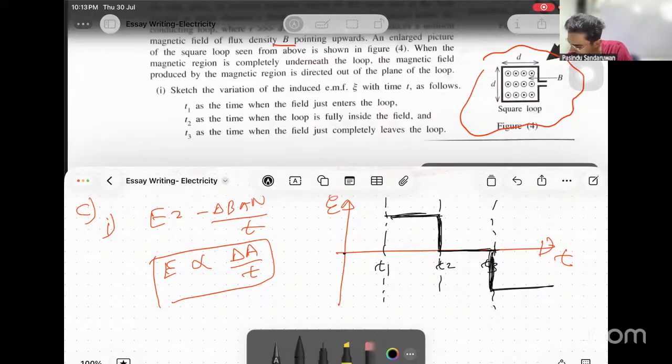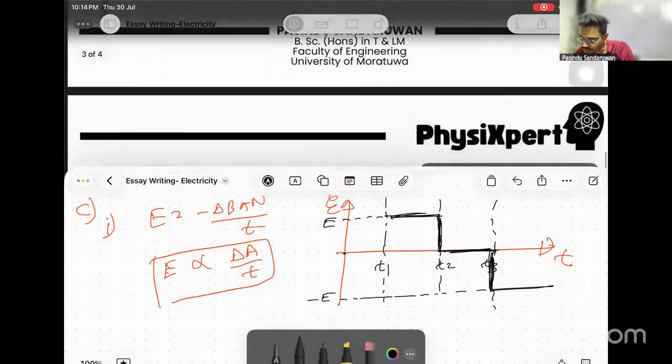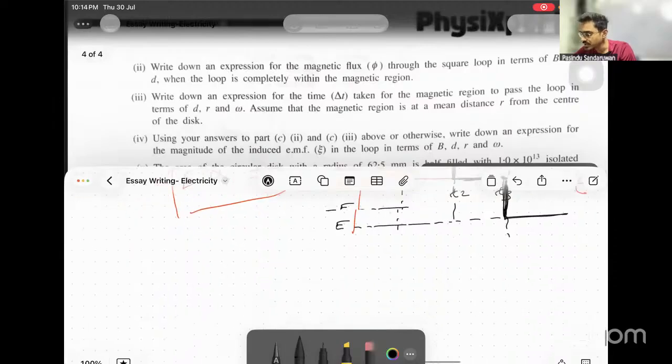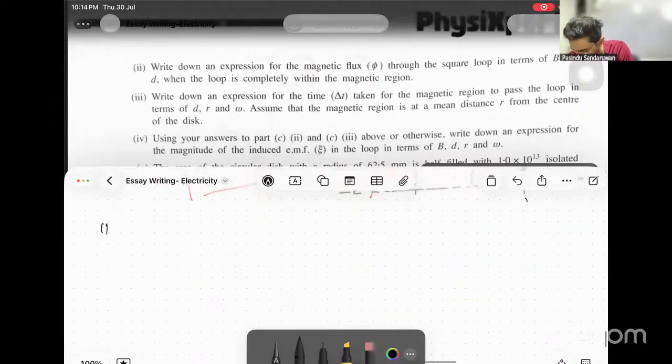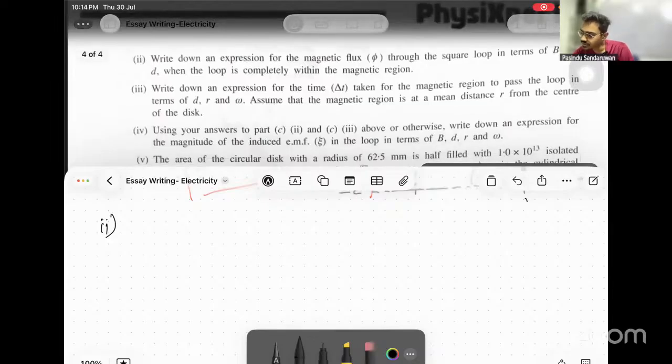The final variation is this. In terms of these heights, they should be equal: if this is E, this is minus E. Same magnitude, opposite directions. What causes the opposite direction is Lenz's law. Part 2: write down an expression for the magnetic flux phi through the square loop in terms of B and d when the loop is completely within the magnetic region.